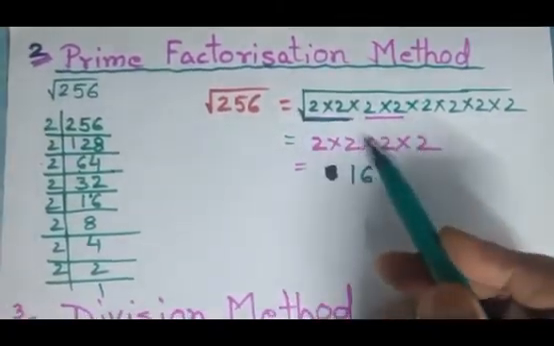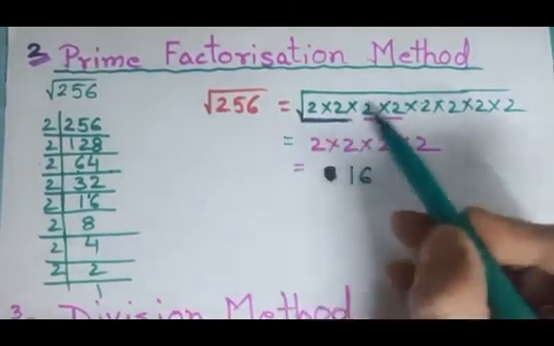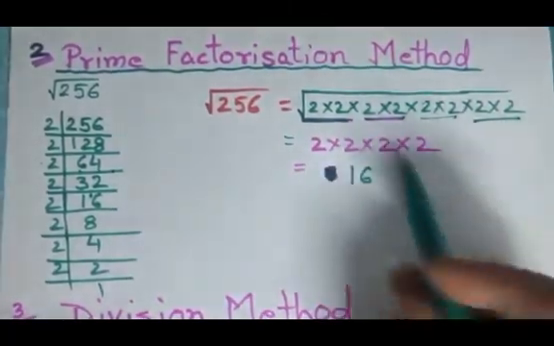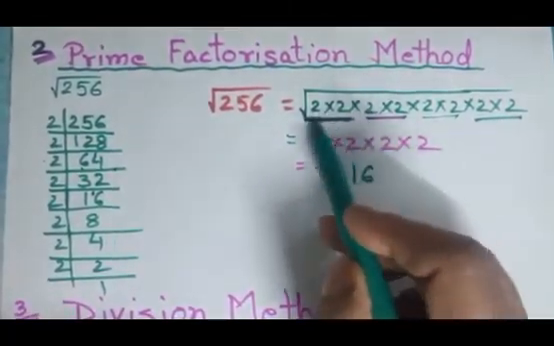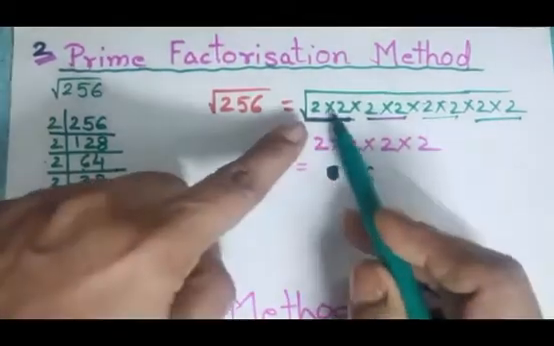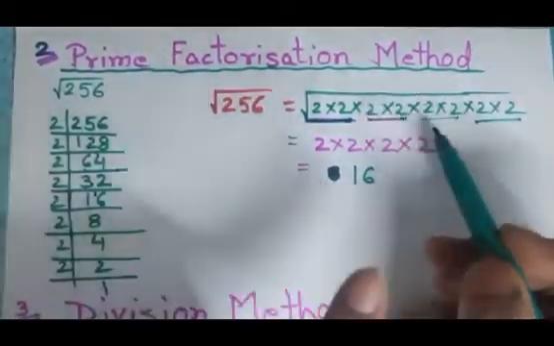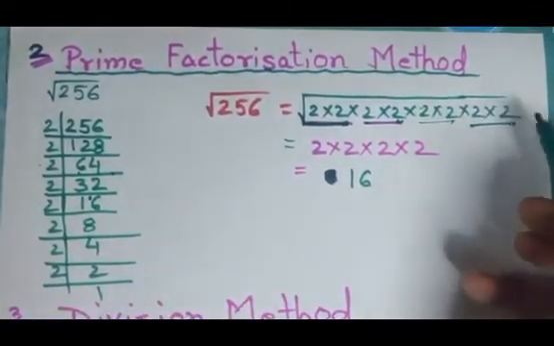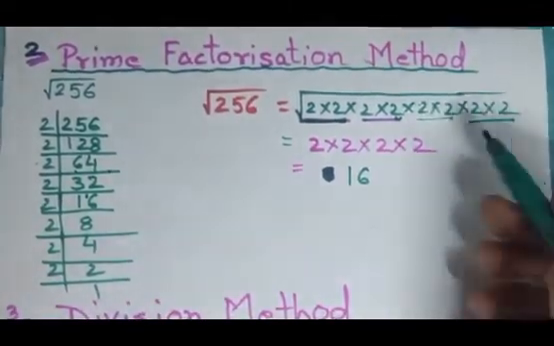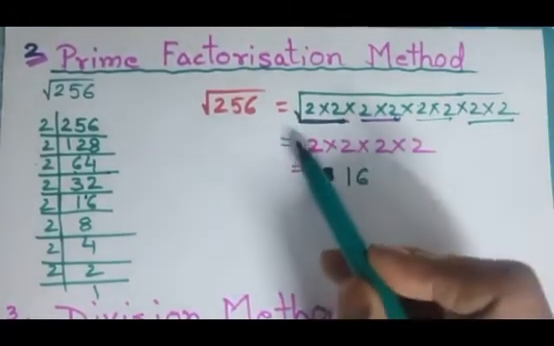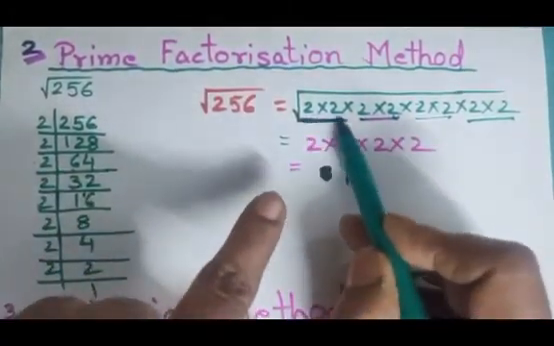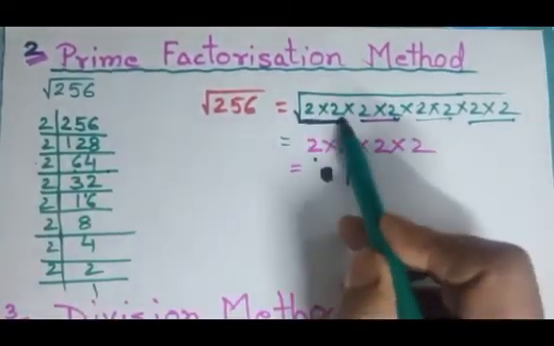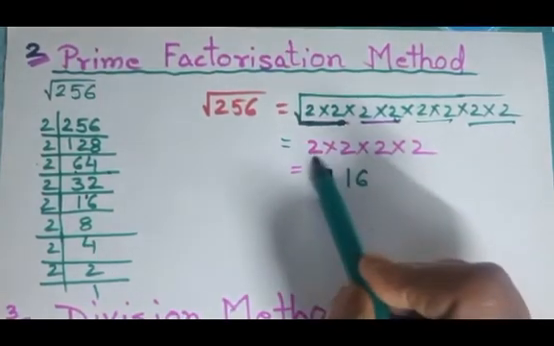Now to get the square root, we have to make pairs of 2 factors each. Means we have these 2 2's, which is one pair, another 2 2's is another pair, like this. If you have other factors like 3 or 5, we have to make their pairs also separately. Now, to find the square root, out of each pair, we will choose only one 2. So, out of these 2 2's, we take 1.